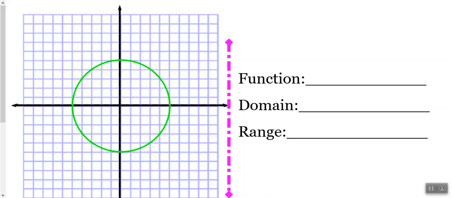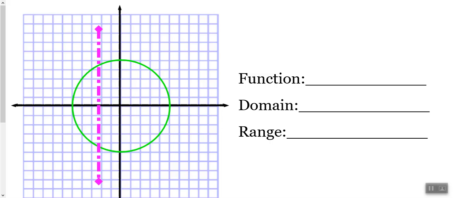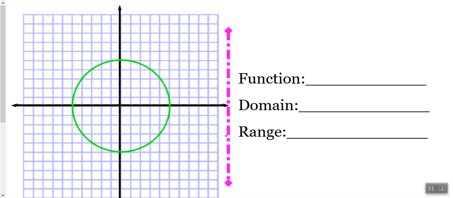Okay, so now I've got to take my pink line, I'm going to go through my green circle. So does the pink line touch more than once? Yes, it does. So since my pink line touches more than once, we failed the vertical line test. So that means no, this is not a function.